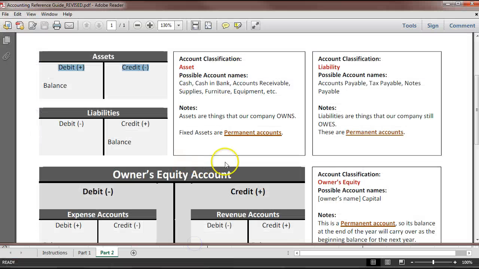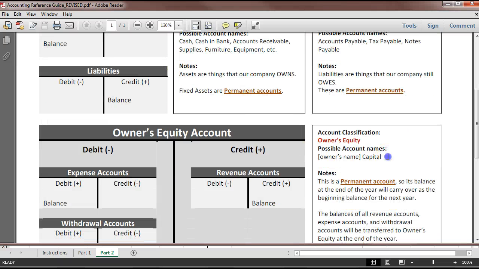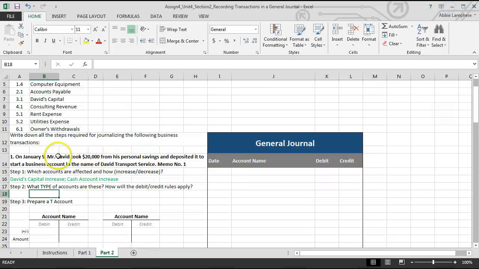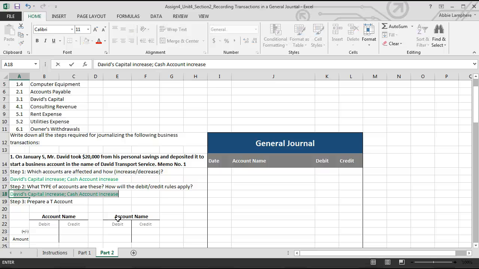Let's go to our reference guide. Hopefully by now this is becoming routine. Cash is an asset: increase as a debit, decrease as a credit. A capital account is owner's equity: decrease as a debit, increase as a credit. So how will the debit credit rule apply? We said David's capital is increasing. Let's say D capital will be credited because it increases on the credit side.